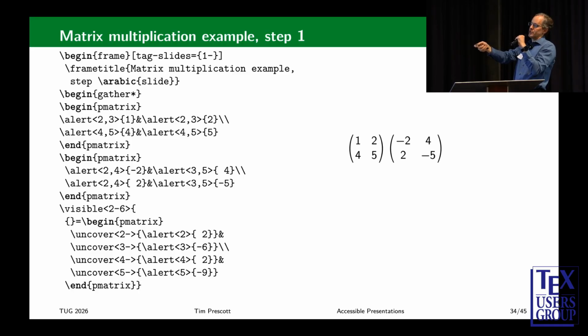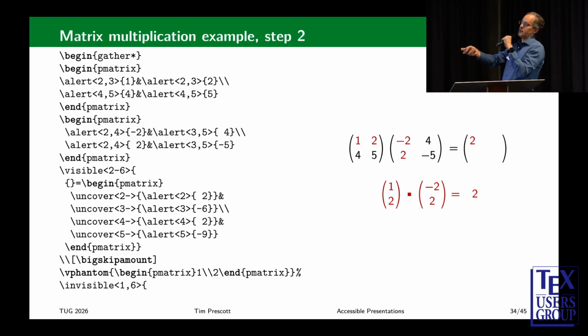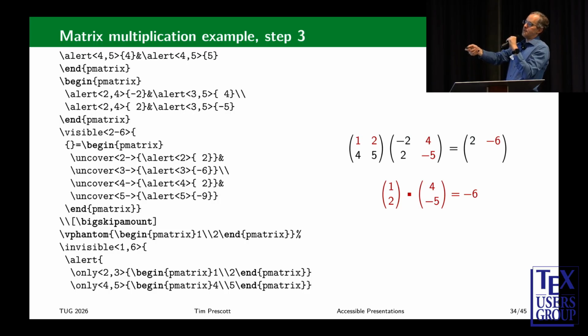And I'm using alerts to say, okay, I want to alert the first row on slides 2 and 3, and I want to alert the second row on slides 4 and 5. And then my right matrix, I want to alert the first row on slides 2 and 4, the first column on slides 2 and 4, and the second column on slides 3 and 5. The product matrix, I want to be visible on slides 2 and onward, and then I set up that product matrix as 2, -6, 2, 9, 2, -9, and then I want entries to be uncovered on specific slides, and I alert them when they're uncovered, and then I leave them uncovered but not alerted.